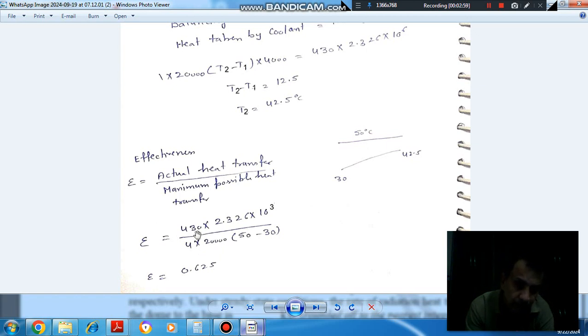In condensation or evaporation the C is maximum. So whenever there is condensation, we will take the other fluid, the coolant, whose temperature is changing, as C minimum. And we take the difference of maximum temperature and minimum temperature. Here the maximum temperature is that of steam and the minimum temperature is that of coolant, so that is 50 minus 30. So the formula is C minimum times T max minus T min. So effectiveness comes out as 0.625. So the answer is 0.625.